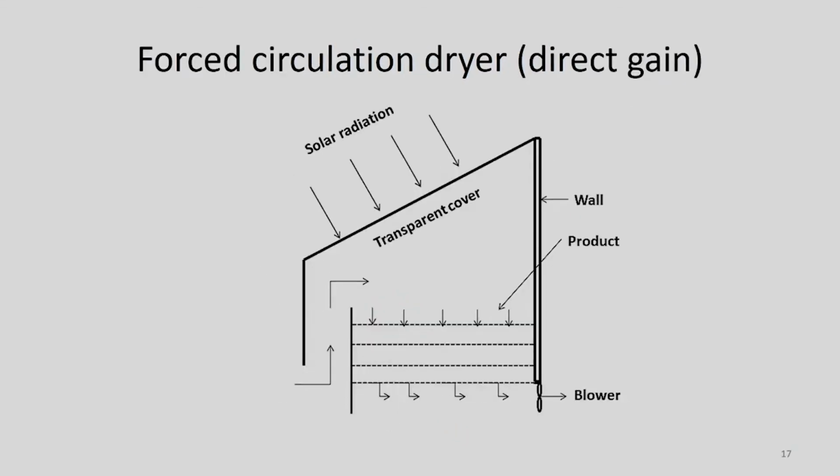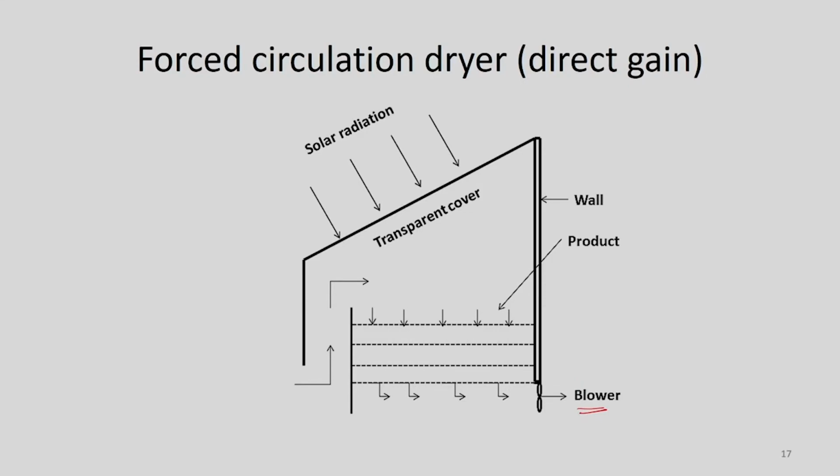So, forced circulation dryers are something like this. We have a glass cover, solar radiation is falling through this glass cover, and the materials to be dried will be kept in these trays, and a blower is employed here to suck the air, because it is an active device. So, an external unit has to be employed to suck the air. Drying is performed by using this sucking effect of the air.